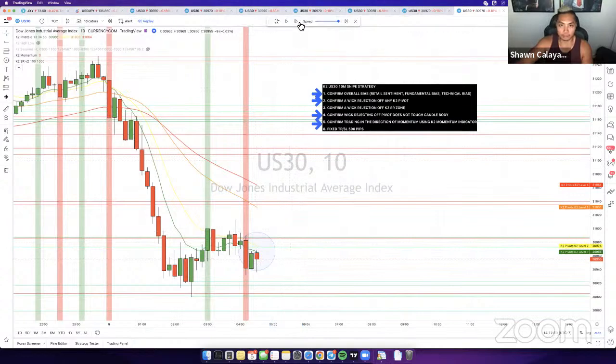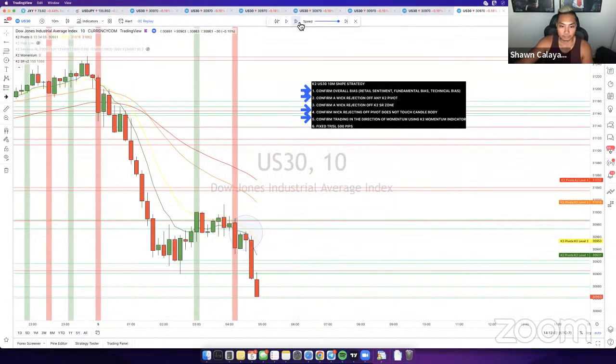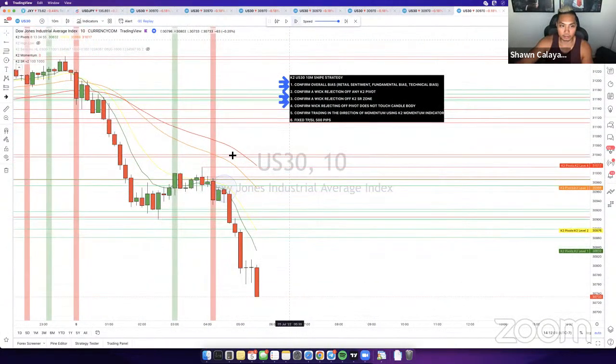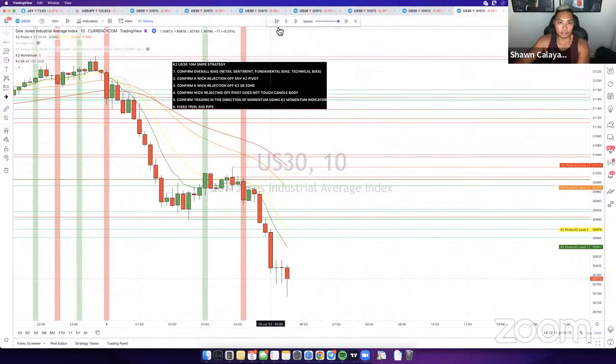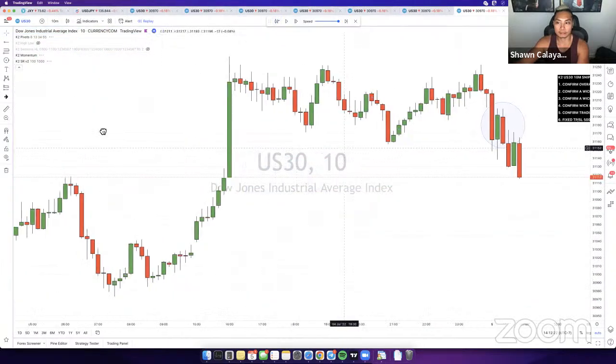Let me see if there's another one here. So there's actually no entry right here. There's a better example up here, actually. Let me go up here, and I'll just move this up. It's pretty much the same thing. But this one, there's actually an entry over here. So let me go over here to say, okay, this candle right here.